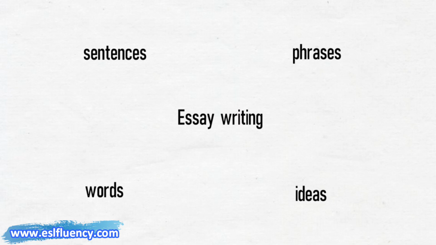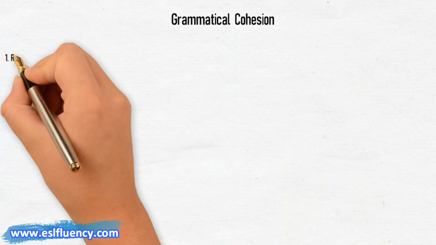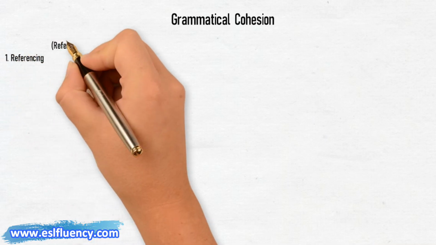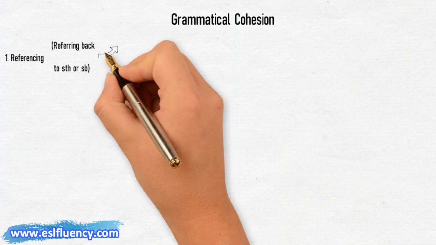So, as I mentioned, not every word and sentence can be used with another word or sentence. That's why there are 2 main types of cohesion. The first one is the grammatical cohesion. It refers to the connections between text elements. It is divided into 4 groups. Number 1, referencing. Referencing means to refer back to something or someone that you have mentioned earlier in your essay. This can be done in different ways.